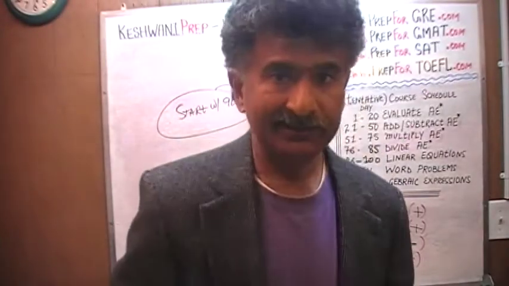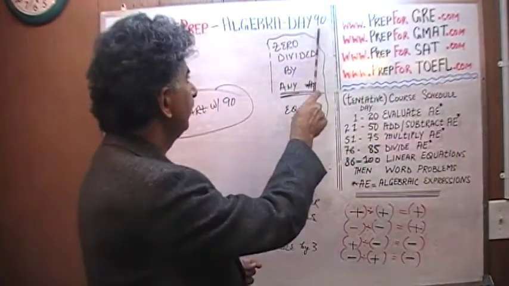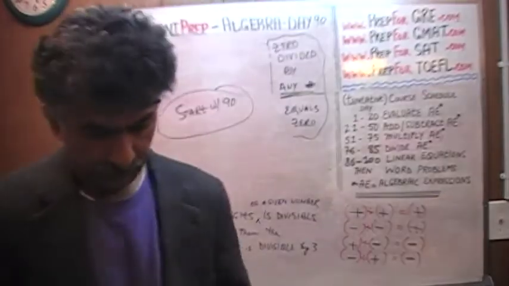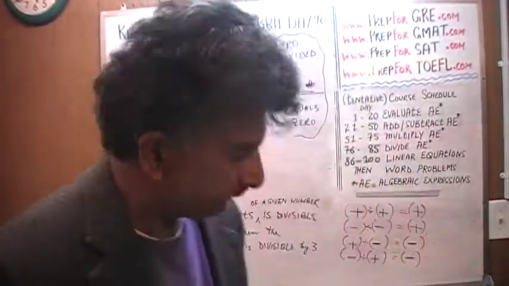We are here because we want to learn algebra. Today is our lesson number 90. Lesson number 90, we are in the process of learning how to solve linear equations. Let's see what we have for today.